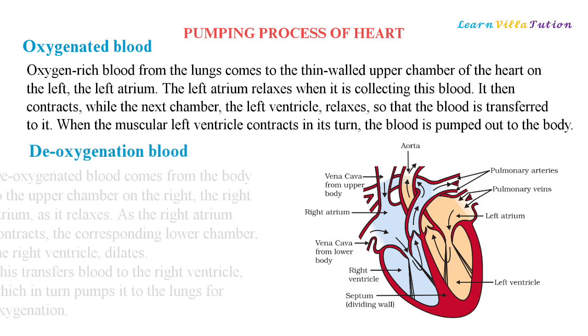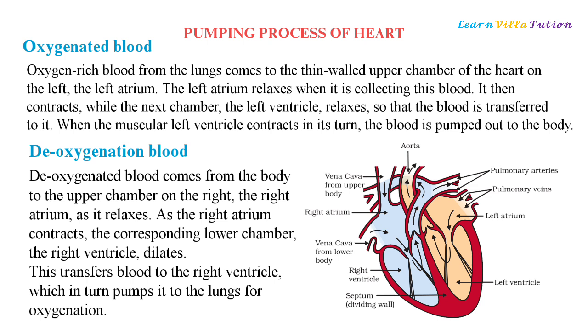Deoxygenated blood. Deoxygenated blood comes from the body to the upper chamber on the right, the right atrium, as it relaxes. As the right atrium contracts, the corresponding lower chamber, the right ventricle, dilates. This transfers blood to the right ventricle, which in turn pumps it to the lungs for oxygenation.